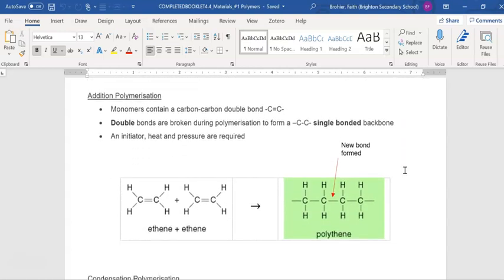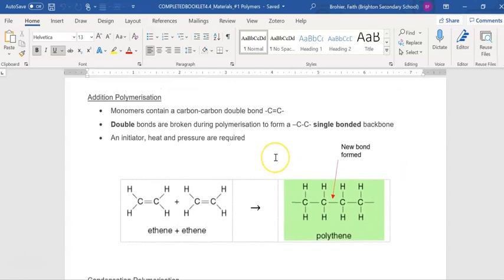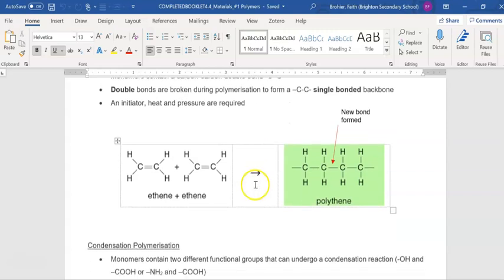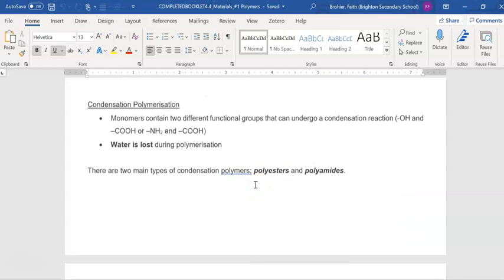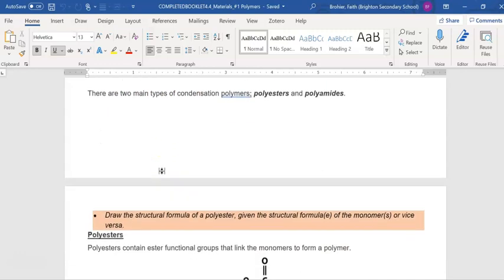So if we think a bit more about addition polymerization, the way they are formed is you break those double bonds to form this carbon-carbon single bonded backbone. But to do that, you need an initiator, so that's just something to start the reaction. You need heat and you need pressure. Condensation polymers will contain those two different functional groups that can undergo condensation reactions. You'll produce water, or water will be lost, and so then you get polyesters or polyamides, which we've talked about before.